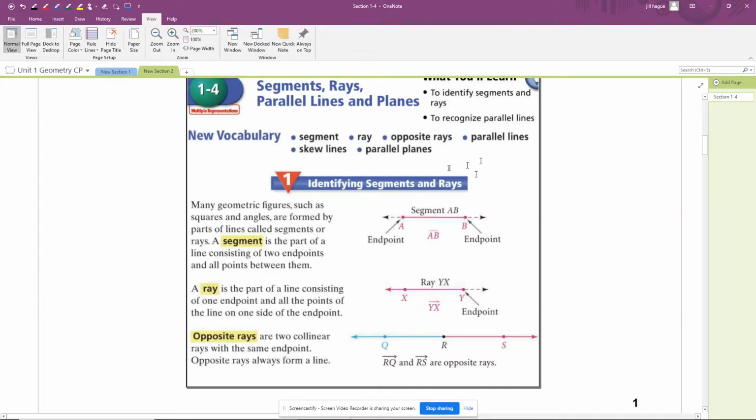Okay, welcome to lesson 1-4. So we are continuing on. Some of this might actually be a little bit of review if you watched the B2 video for the IXL B2, because there was some stuff on segments and arrays in there. All right, so if we just take a look at this first page, we're going to throw a few vocabulary words at you. A segment, a ray, and then the words opposite rays.